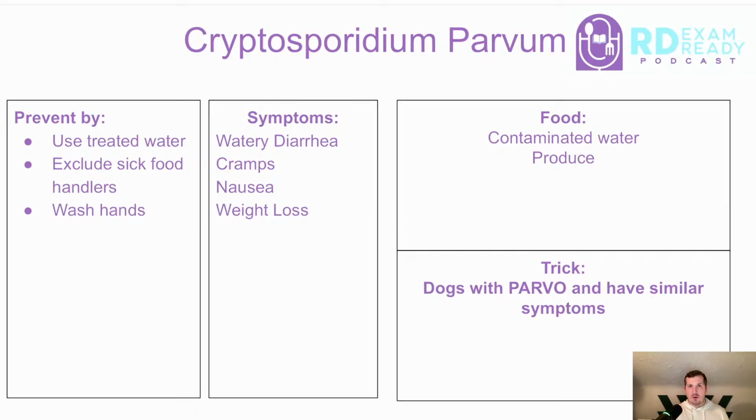So if they handle your produce or handle your ready to eat foods, then this can be how it ends up in your food products there.